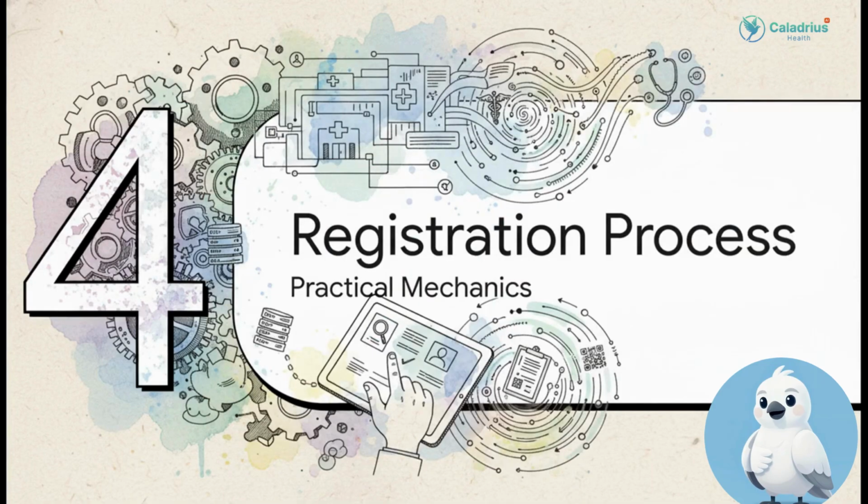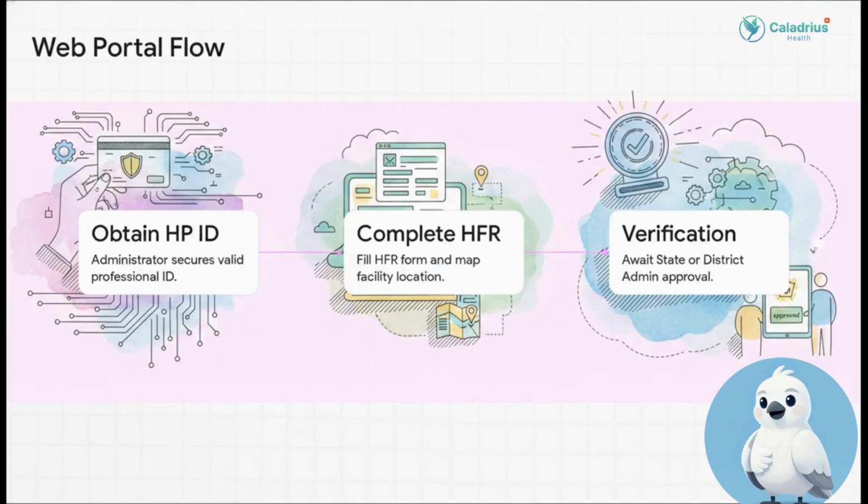Let's shift gears into Section 4, the registration process. Having established the why, let's look at how healthcare administrators actually navigate the practical registration steps. For the standard web portal flow, Step 1 is obtaining an HPID. This is a crucial operational dependency, meaning the administrator completing the facility registration must first hold their own valid HPID. Once that's secured, Step 2 involves logging in, completing the HFR form, and mapping the facility's location right on the platform. Then Step 3 is simply awaiting verification from a state or district administrator. It's a pretty straightforward process, generally taking about 20 to 30 minutes when all the facility classification documents are prepped in advance.